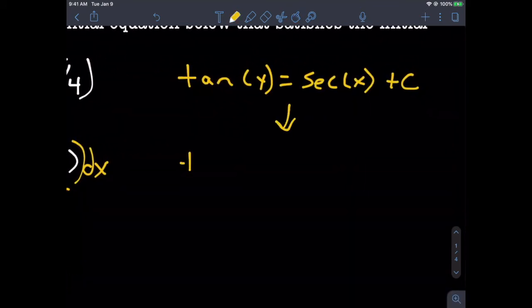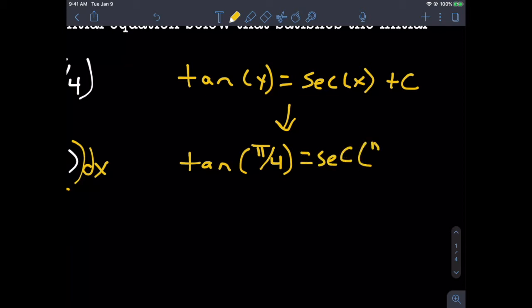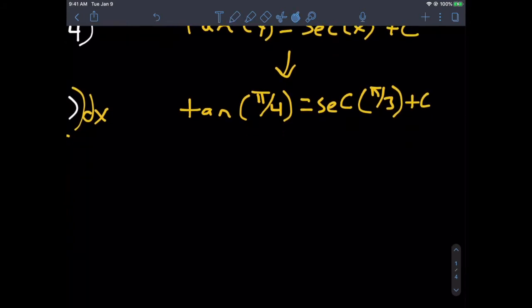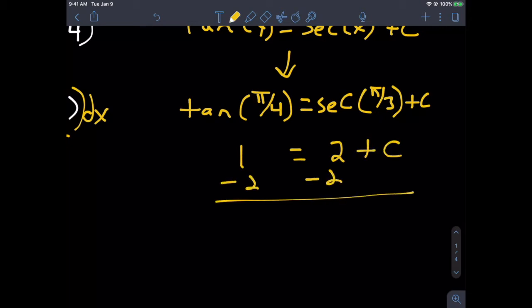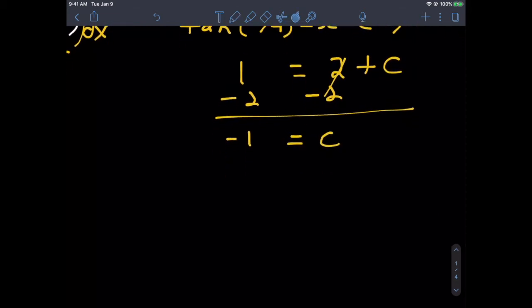It means plug in pi over 4 for y and pi over 3 for x. We have tan of pi over 4 equals secant of pi over 3 plus c. And evaluate. Tan of pi over 4 is equal to 1, secant of pi over 3 is 2, plus c. Now we minus our 2 from both sides. That'll cancel out the 2's over here, and we get negative 1 equals c.